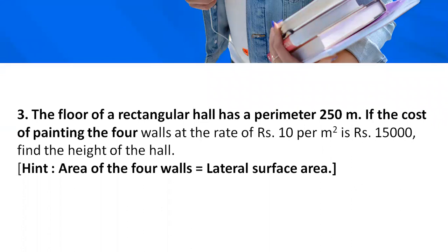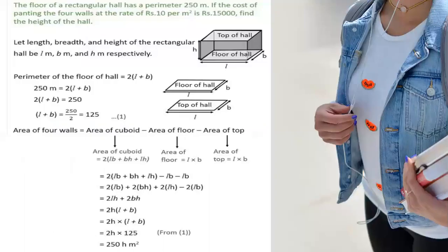The floor of a rectangular hall has a perimeter of 250 meters. If the cost of painting the 4 walls at a rate of rupees 10 per meter square is rupees 15,000, we need to find the height of the wall. Hint: the area of the 4 walls is equal to the lateral surface area. So we can directly use the formula or we can use the other method. Here we are given the rectangular hall, that is a cuboid whose length is L, breadth is B and height is H.